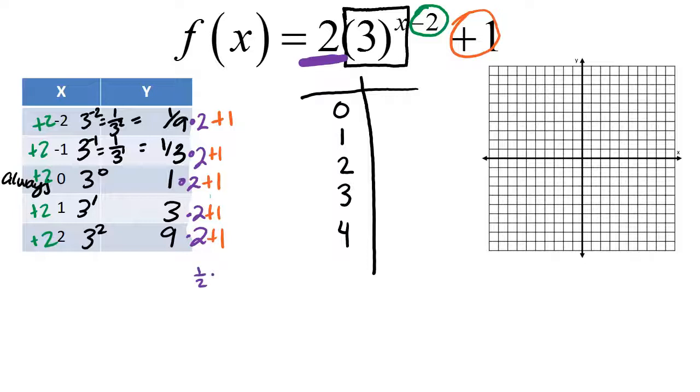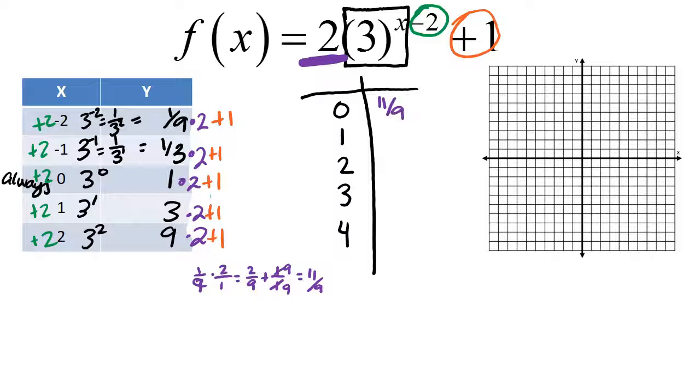1/9 times 2, that would be 2 over 1. We multiply fractions straight across. Then I need to add 1. Plus 1 over 1. To add fractions, we do need a common denominator. So that's going to be 9 and 9, which gets me to 11/9.